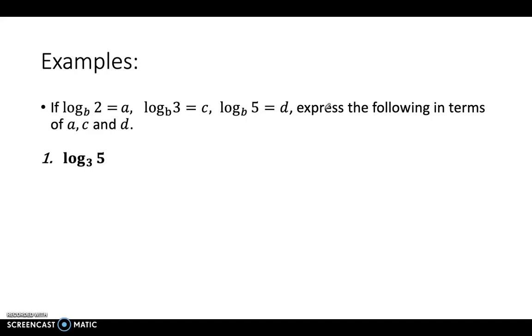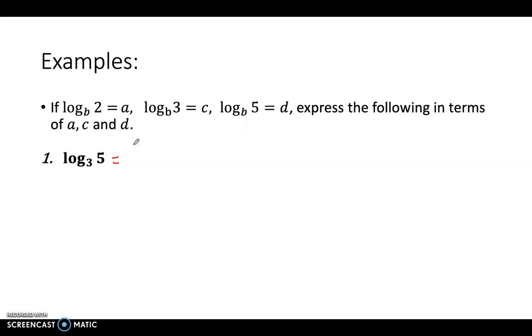So for example, we have logarithm of 5 base 3. How are we going to express it in terms of A, C, and D? We can use the change of base property. As we can see here, all of the given logarithmic expressions are in terms of base B.